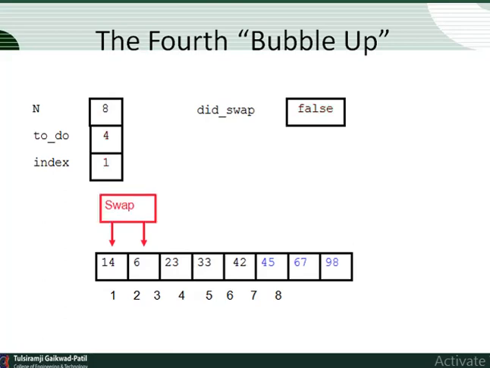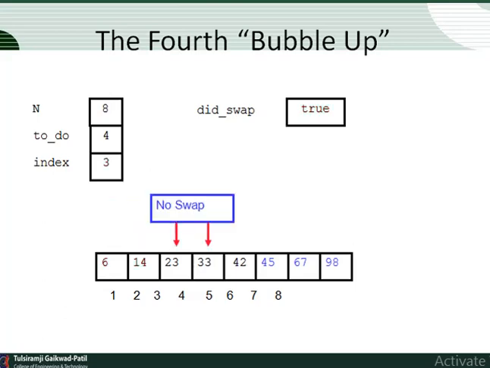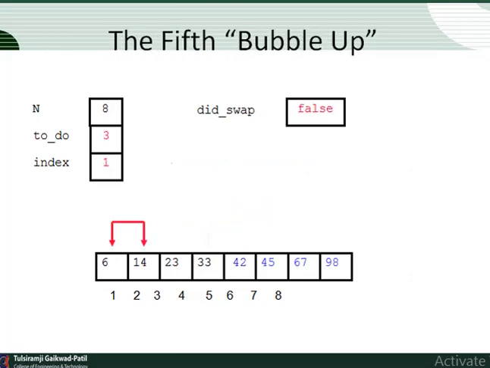Next, sequentially if we are going to do the same thing, 14 along with 6, swapping is essential, 6 at its appropriate position. 14 may get compared with 23, no need of swapping. 23 may get compared with 33, no need of swapping. And 33 may get compared with 42, no need of swapping. Ultimately the fourth bubble may get finished.